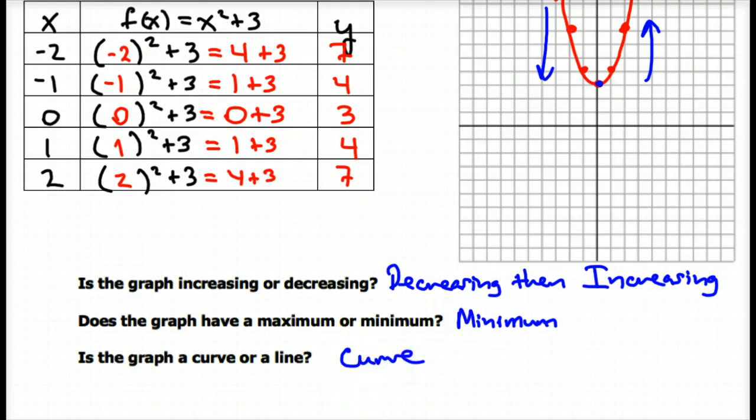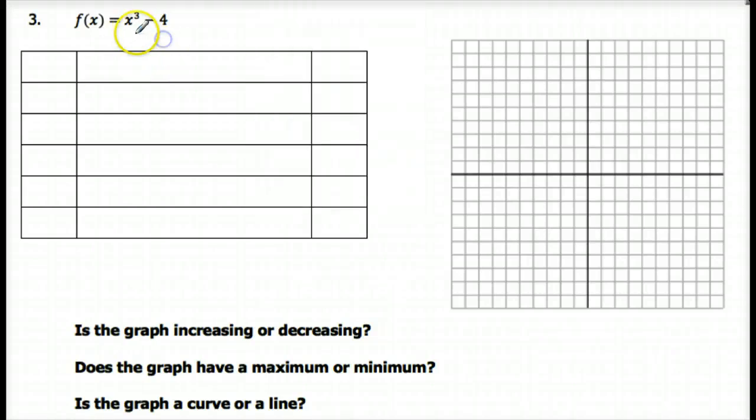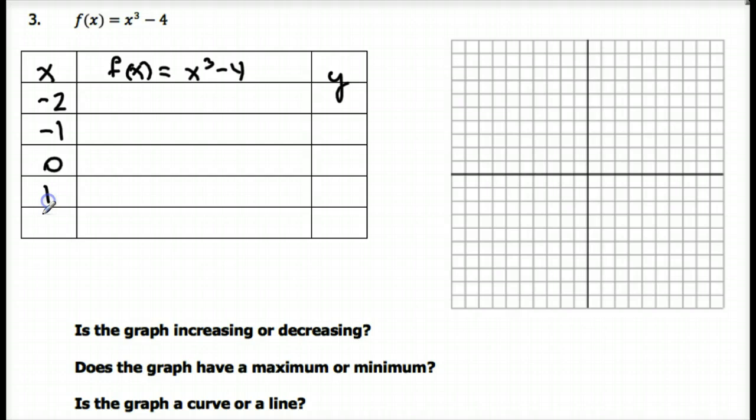Okay, looking at number 4 now, we have the function f of x equals x to the third power, or x cubed minus 4. Okay, so my x values, again, -2, -1, 0, 1, and 2. I'm going to plug each of these in, and then I'm going to take that number to the third power. And then after that, I'll subtract 4.